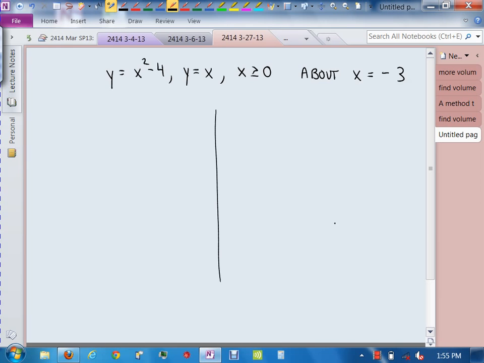So my picture is going to be pretty quick here. Our region was, the blue one came up like this, the red one was like this, and our region was in here, right? And we want to go about the line x equals -3. Where is x equals -3? Vertical or horizontal line? I mean, vertical. Vertical line through -3?